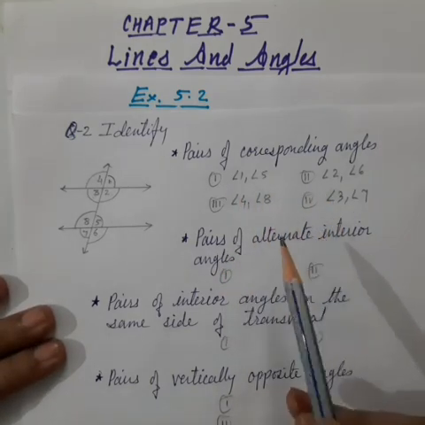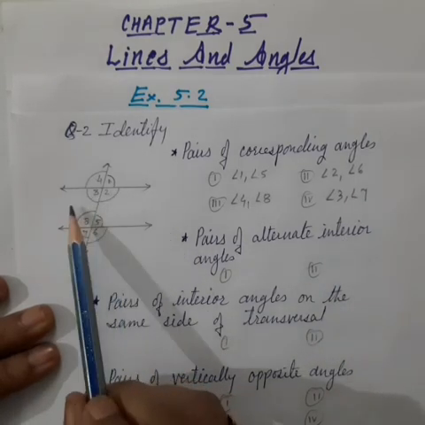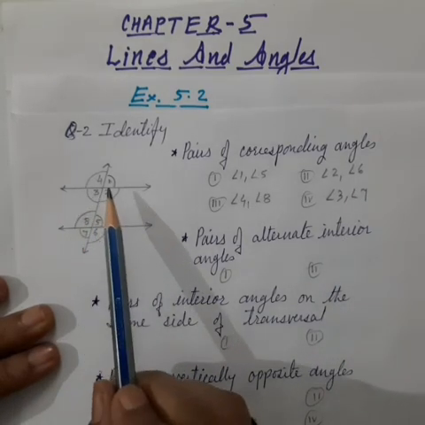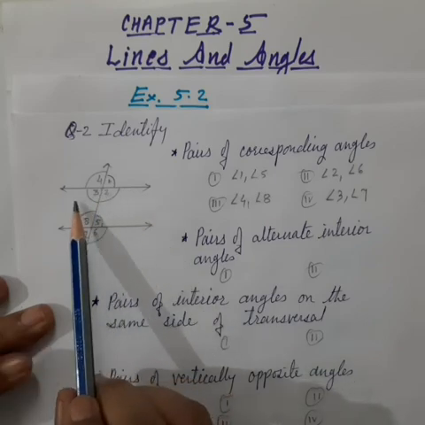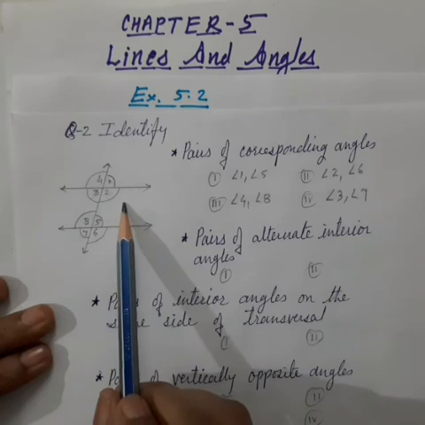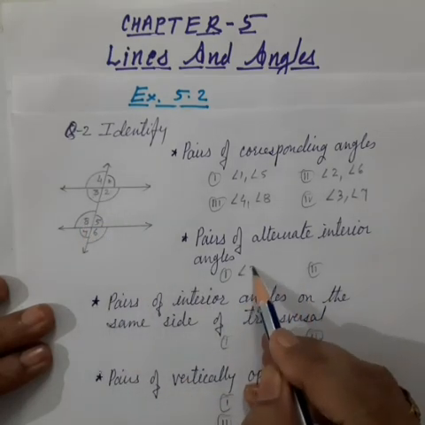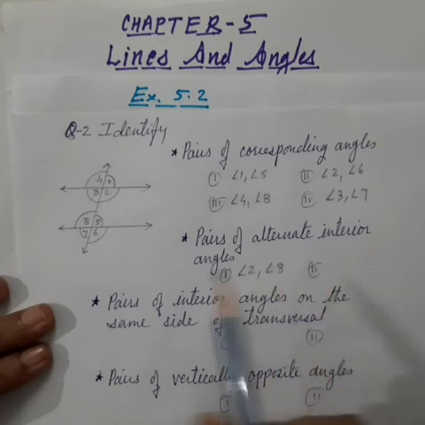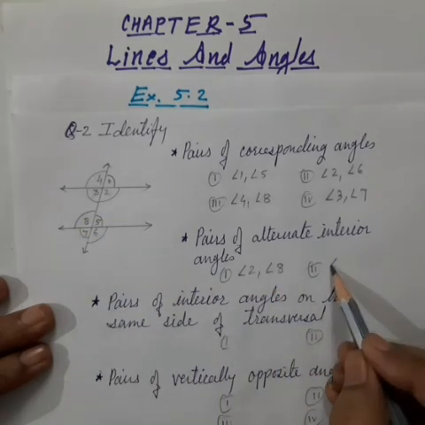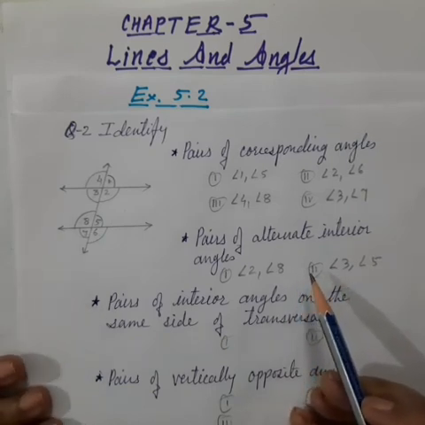Pairs of alternate interior angles. Interior means in between these two lines and alternate means one on the left side of the transversal, the other on the right side of the transversal. First pair is angle 2 and angle 8. Second pair is angle 3 and angle 5. 2 pairs of alternate interior angles.